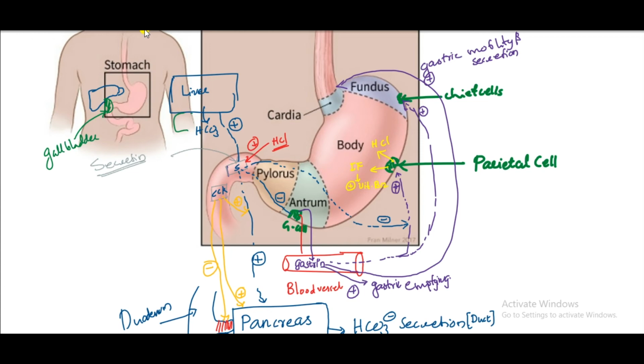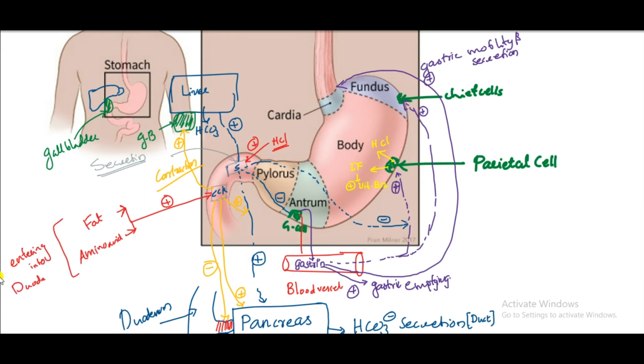gallbladder, and it helps in the contraction of the gallbladder. CCK has positive feedback for the contraction of the gallbladder, and CCK is activated by the fat content and the amino acid content coming from the stomach and entering into the duodenum.